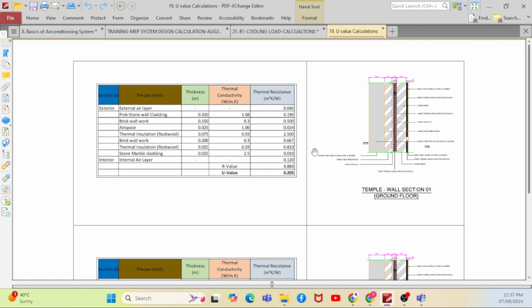You can see one of the tables from a civil engineer. You can see the different materials, like brick wall, air space, thermal insulation, and then stone marble cladding. Each material has a resistance. You add the resistances, and if you divide 1 by the total, you get the U value. This U value should not go beyond your municipality requirement, which we saw in the SAFAT regulation last week.